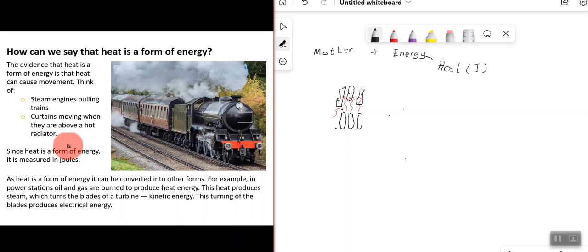So as heat is a form of energy, it can be converted into other forms. For example, in power stations, oil and gas are burned to produce heat energy, and this heat produces steam, which turns the blades of a turbine, and it produces kinetic energy. This turning of the blade produces electrical energy as well. So we have this process of conservation of energy.